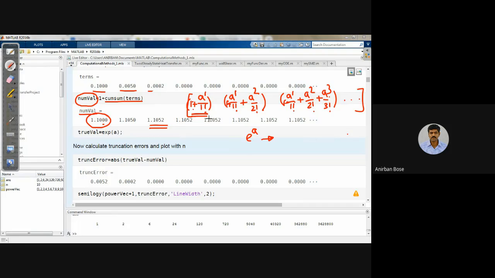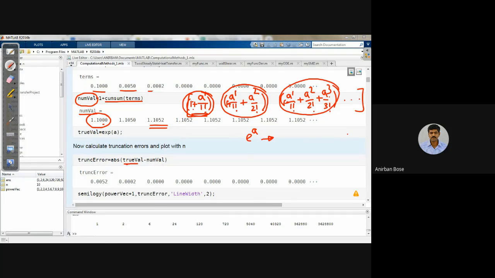And if we want to find out what the error will be, if you consider e to the power a is this, then what is the error? You just subtract it from the true value.